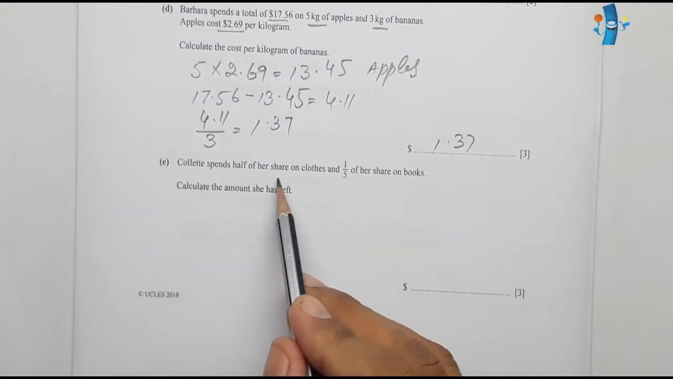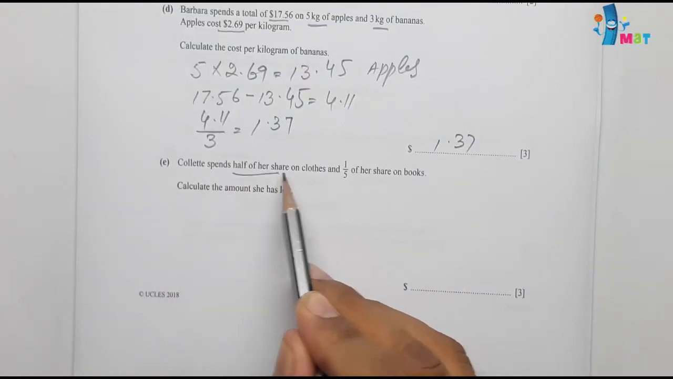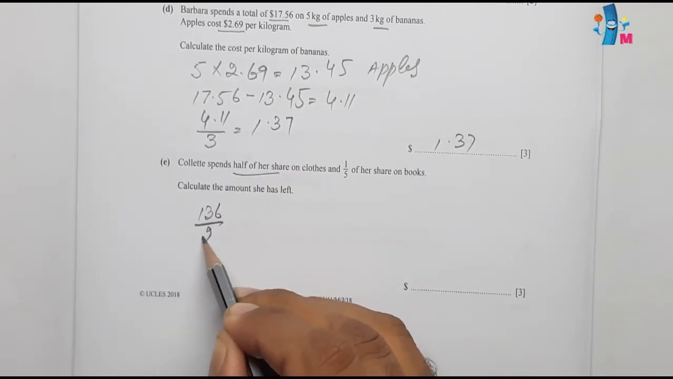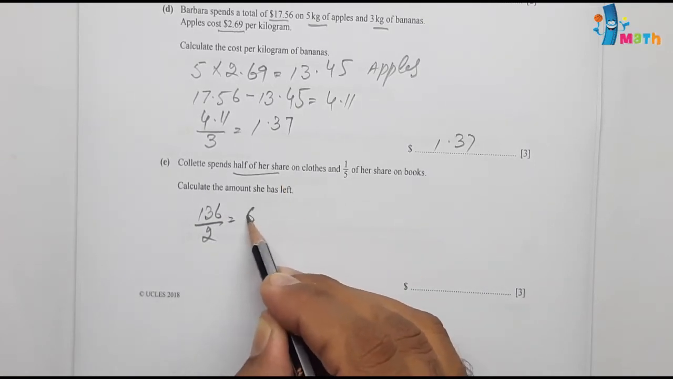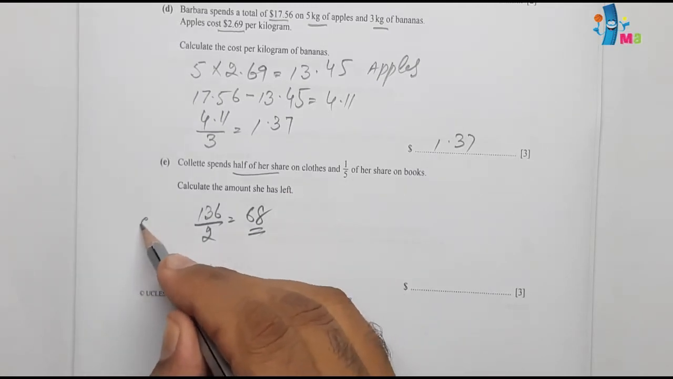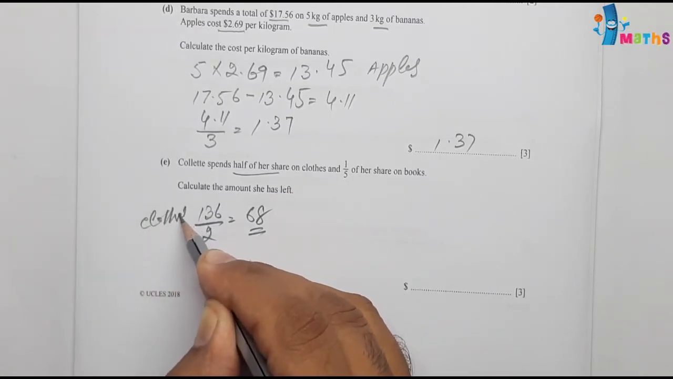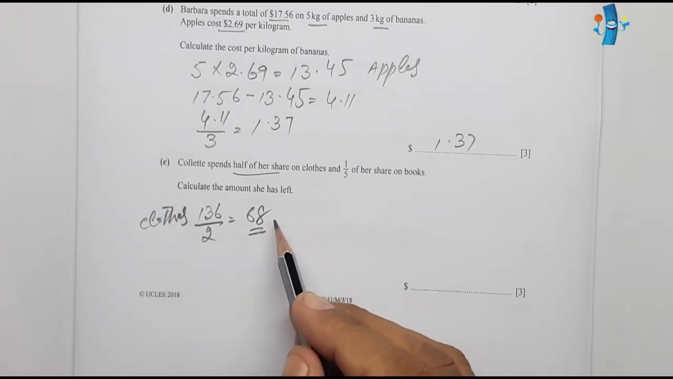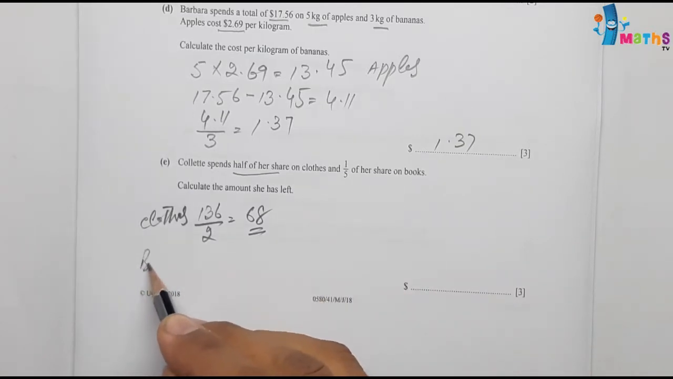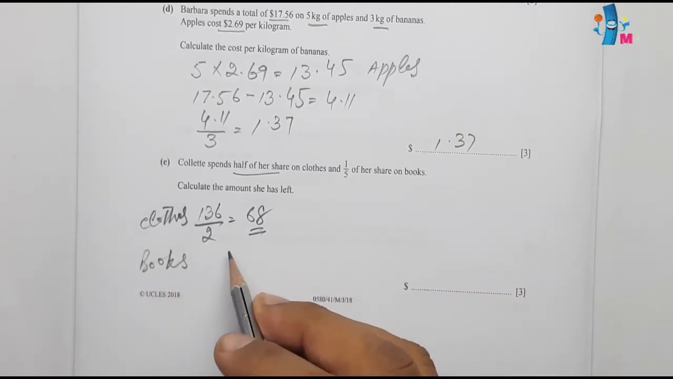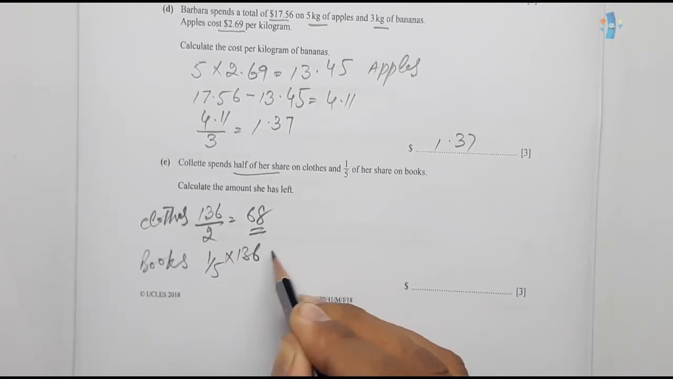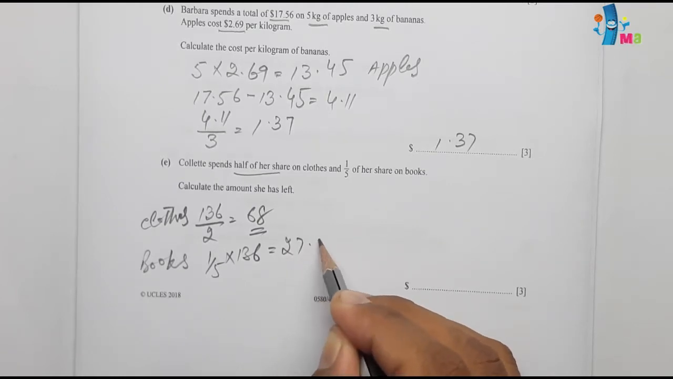E part, Colette spends half of her share on clothes. Her total share was 136, so half of it spent on clothes is equal to 68. So $68 spent on clothes. Then 1 by 5 of her share on books. 1 by 5 of the total amount, 136, will be equal to 27.2.